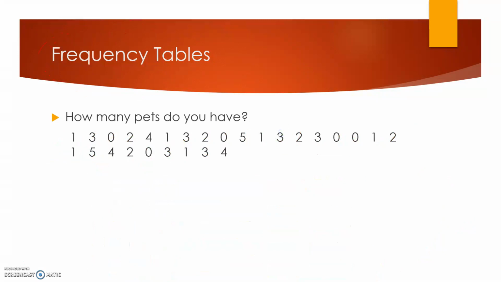So let's try that again, but go ahead and make one for how many pets do you have? Pause the video, make your frequency table. If you want to do it on the board together as a group, you can. But make your frequency table, and then when you're done, come back and we'll check your work.